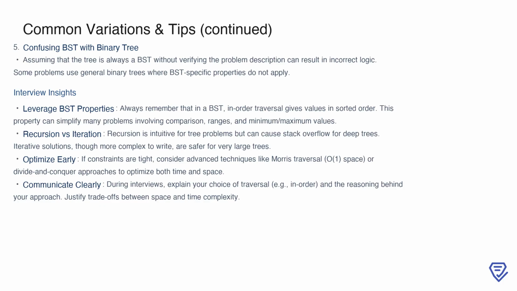Optimization should also be a priority. For tighter constraints, advanced techniques like Morris traversal, which reduces space complexity to O(1), or divide and conquer methods can provide significant improvements. Lastly, during interviews, clear communication is vital. Explain why you chose a specific traversal method, such as in-order, and discuss the trade-offs you made between time and space complexity to demonstrate your thought process.